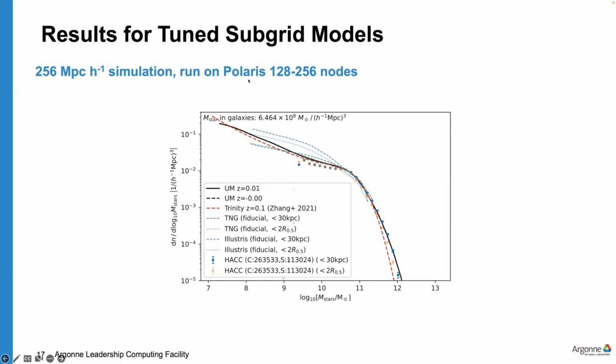This 256 megaparsec simulation runs on between 128 and 256 nodes of Polaris. The reason is that the size of the volume increases cubically. A 256 megaparsec simulation is 500 times bigger than a 32 megaparsec simulation. So the number of nodes is as expected. It's what you would need to carry out this larger volume.